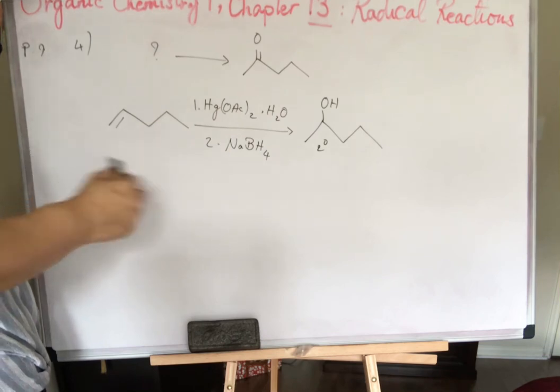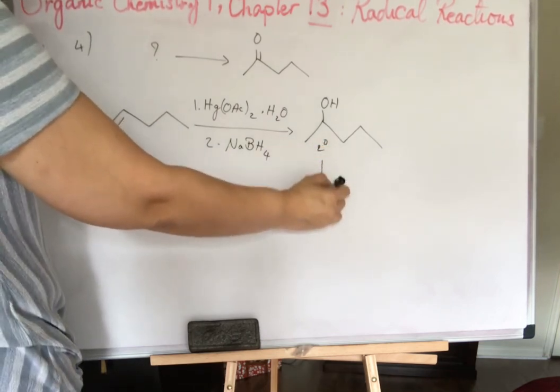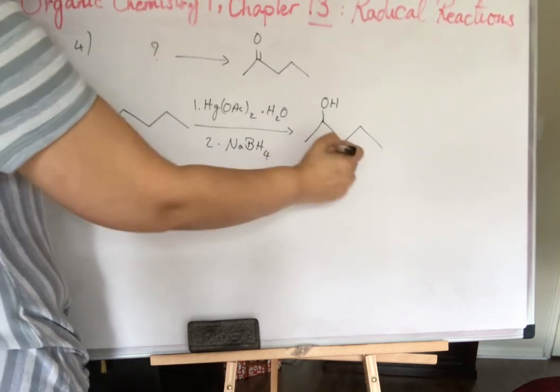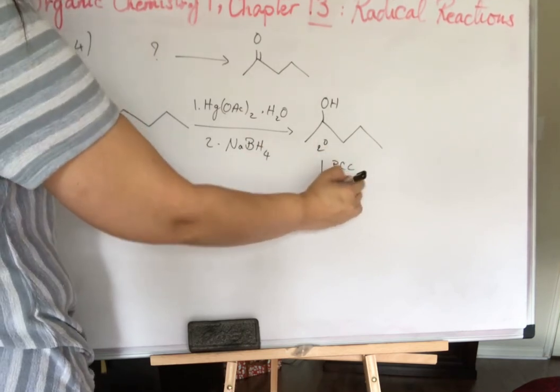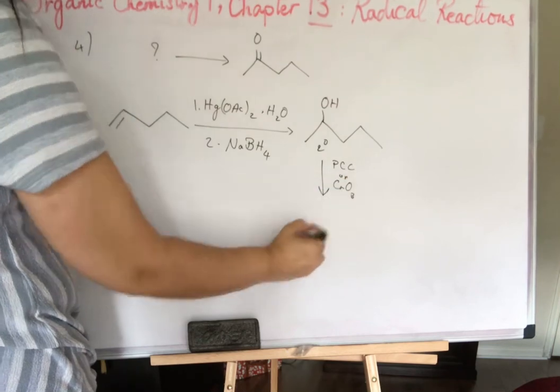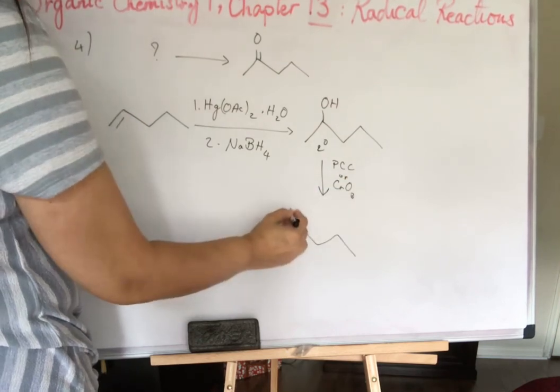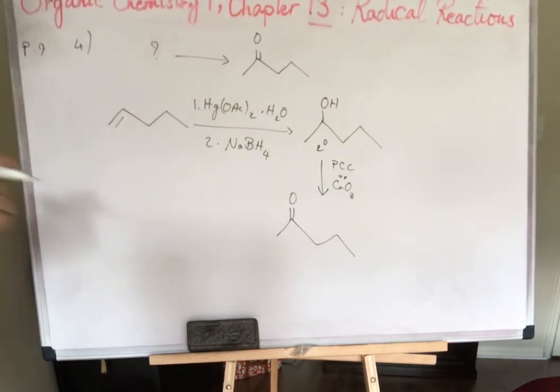What is the best way to change a secondary alcohol to a ketone? Either you use a weak oxidizing agent or a strong oxidizing agent. Either way, it will give you a ketone. So that's how you need to think about these types of problems, retrosynthesis, going from the product to the reactant. Make sure you have enough practice and know the reactions well.